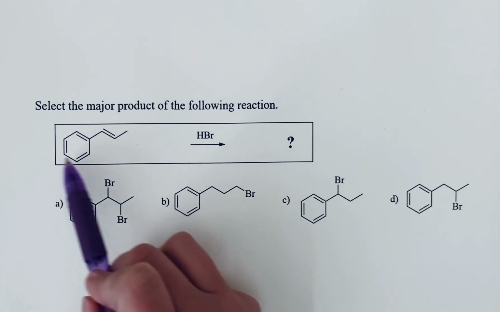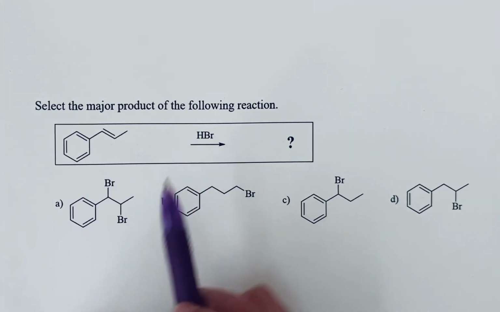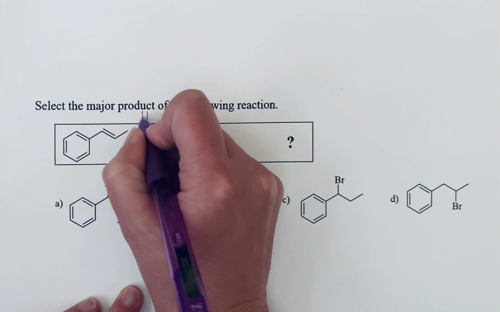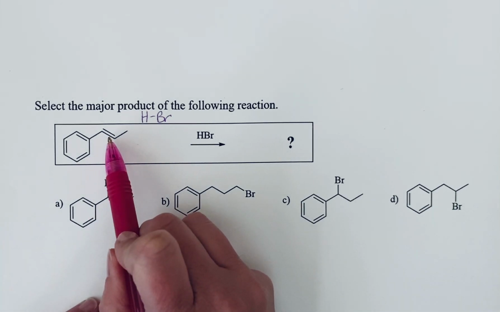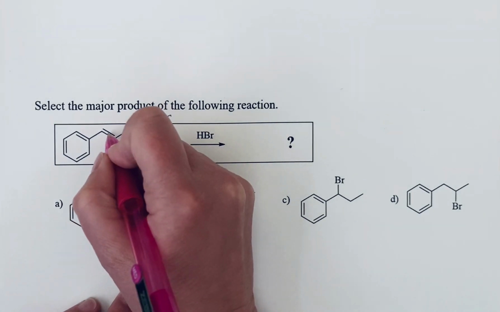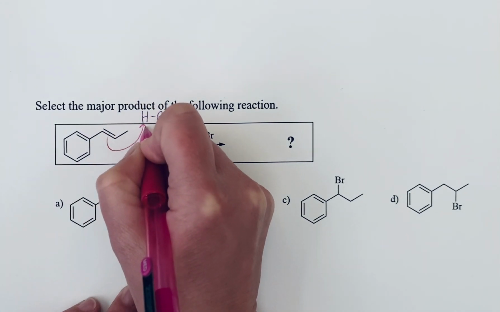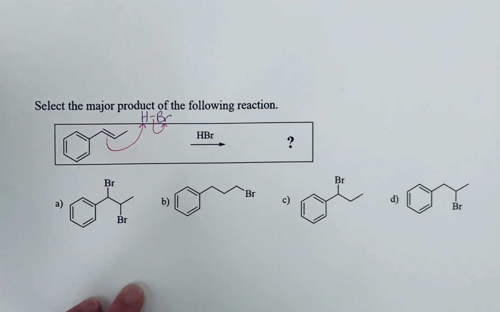So we're going to start the reaction as we've done in the past with our alkene reacting with the HBr. So I'm going to redraw the HBr here. And we know that our alkene is a nucleophile. The hydrogen of the hydrobromic acid is an electrophile. So the alkene will grab that hydrogen and we will break the hydrogen-bromine bond.